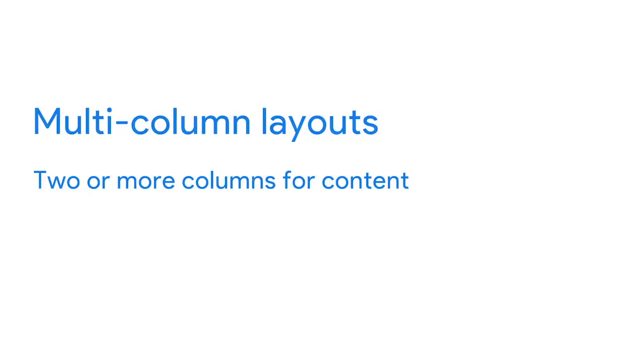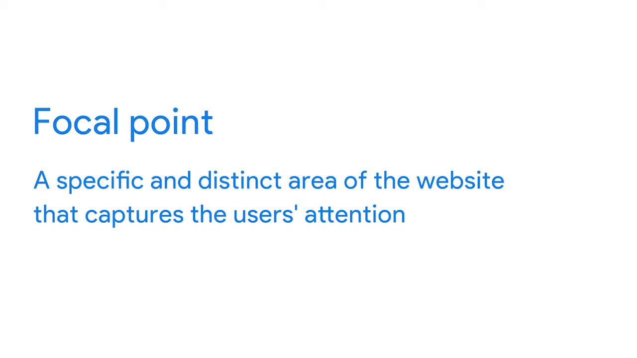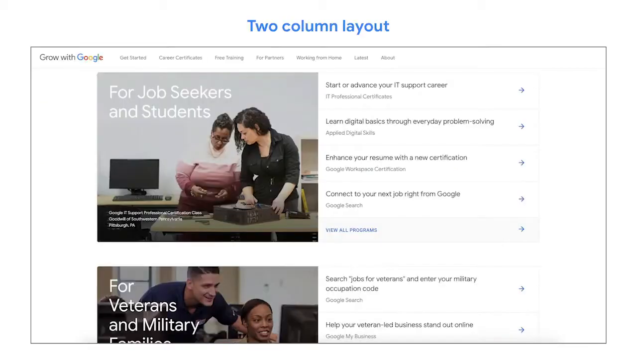Multi-column layouts generally have 2 or more columns for content. You've probably encountered this layout on many desktop websites. If the multi-column layout has 2 columns, there's usually a clear focal point. A focal point is a specific and distinct area of the website that captures users' attention. In this example, the Grow with Google website uses images as focal points.